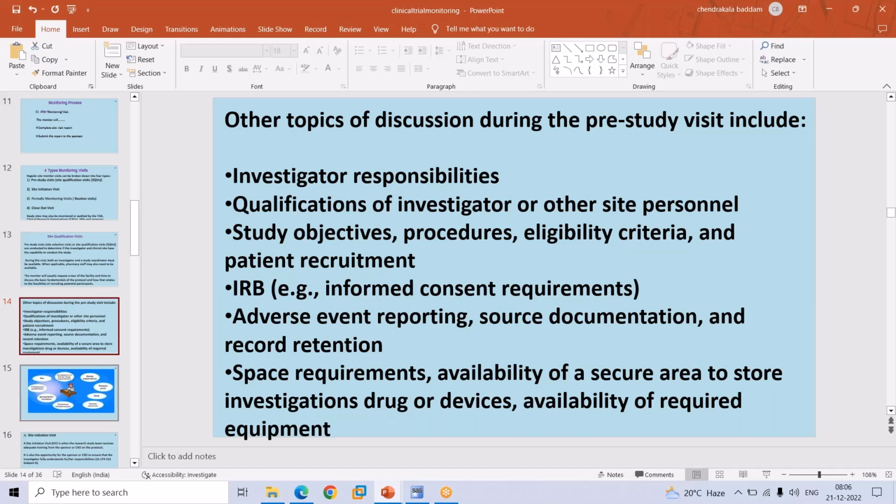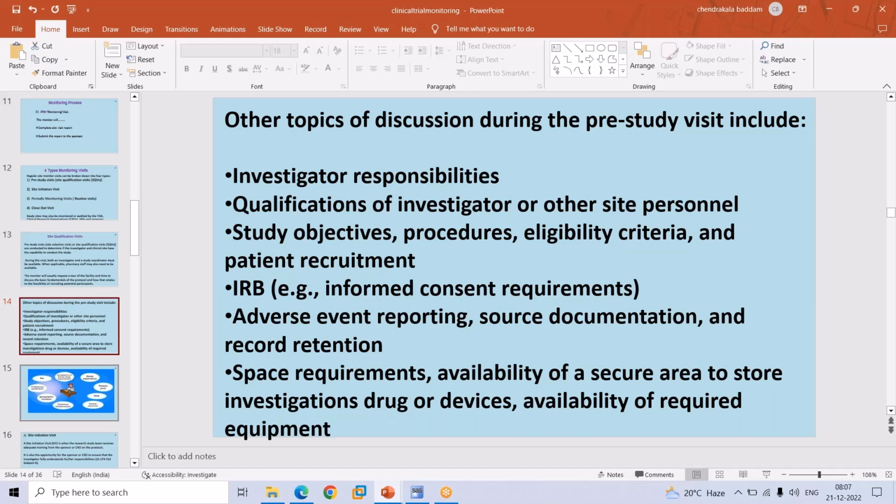They check the source documents. Basically, your data is first collected into a source document. This is the first-time collection. So first data will be collected on the source. From the source, your data will be collected into the CRF, case report forms. So they check the source documents. Source documents are available in paper and electronic form.